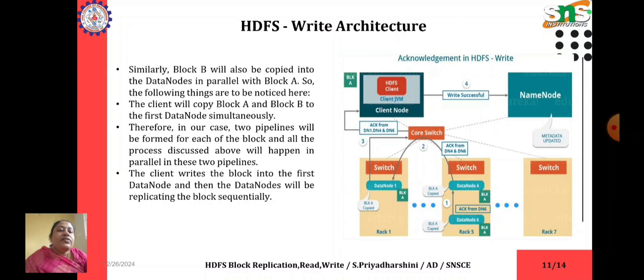Similarly, block B will also be copied into the data nodes in parallel with block A. So the following things are to be noticed here. The client will copy block A and block B to the first data node simultaneously. Therefore, in our case, there will be the creation of 2 pipelines, one for block A and one for block B. The client writes the blocks into the first data node and then the data nodes will replicate the block sequentially.